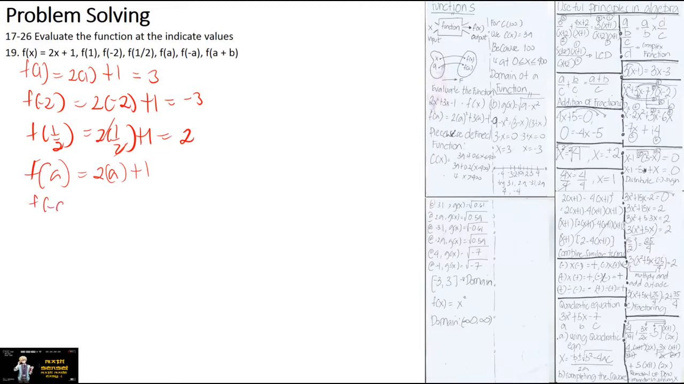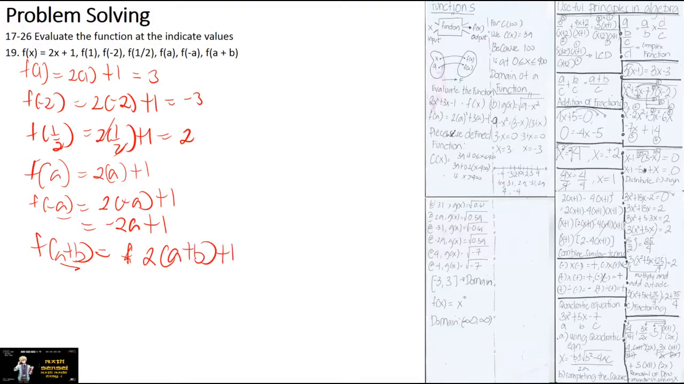F of negative a, so it's still the same, 2 times, the x is replaced with negative a, plus 1, negative 2a plus 1. So f of a plus b is equal to 2 times what you substituted for x, which is a plus b, plus 1. So by the distributive property, that is 2 times a, 2a, 2 times b, 2b.